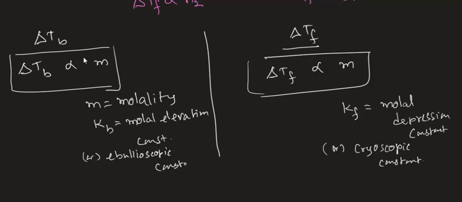Clear? Now, after introducing the proportionality constant, it becomes equal, is it not? So delta TB is equal to Kb into m. Similarly, delta TF is equal to Kf into m. Okay, right. Now let us move further.